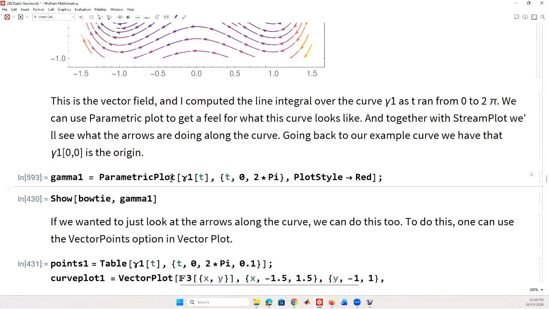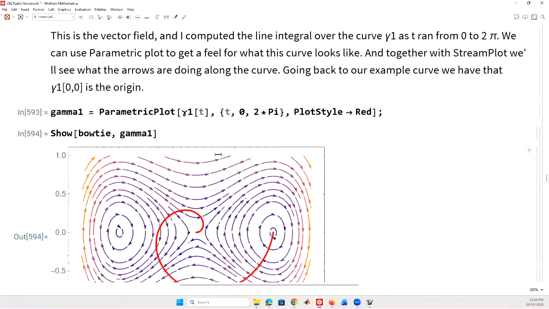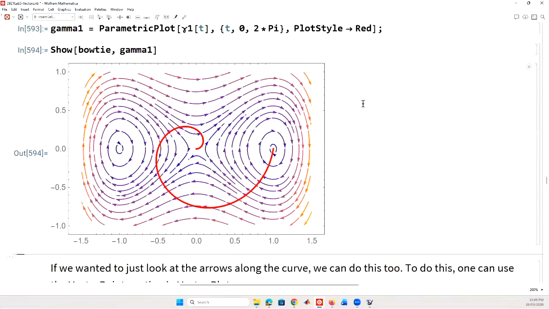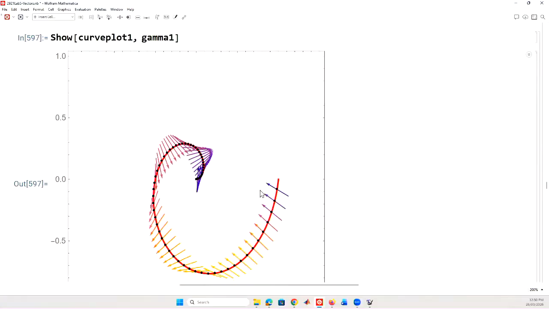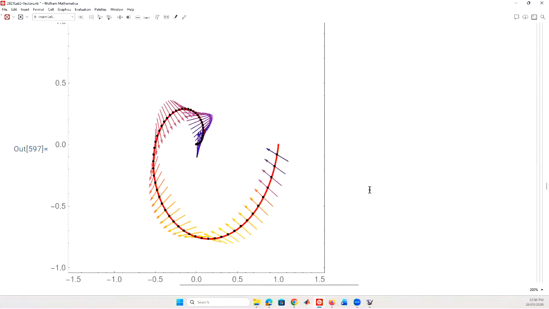Let's actually look at the original integration curve. So this is the first one we did. It integrated around that way, or possibly around that way, I don't remember. But we can start to visualize how our curves run through the vector fields. And with a little bit of cleverness, and you can poke through how this is done yourself, you can just look at the vectors along the curve. Remember, this is what you're integrating.